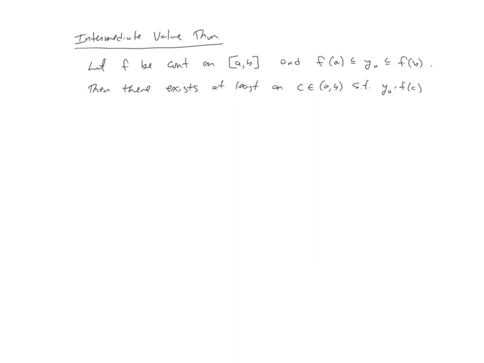Okay, so the last thing we're going to talk about in this section is the intermediate value theorem. Now, you might have seen kind of a subcategory of the intermediate value theorem back in college algebra, but the theorem itself is what you see on the screen. Let f be continuous on a closed interval [a, b], and f(a) ≤ y₀ ≤ f(b). If that's the case, then there exists at least one c in the open interval (a, b), such that y₀ = f(c).